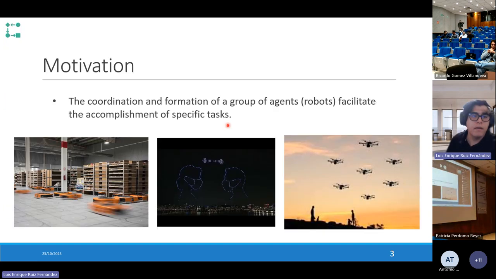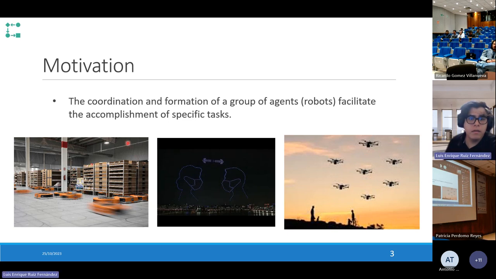For motivation, we want to control multi-agent systems, multi-robot systems, because recently most of the tasks that we want to solve, we are using robots. Maybe some tasks we can handle with just one agent, but the coordination of a multi-robot system makes one task easier. These tasks could be coordination, handling heavy or large objects, entertainment applications, exploration, or monitoring big areas.